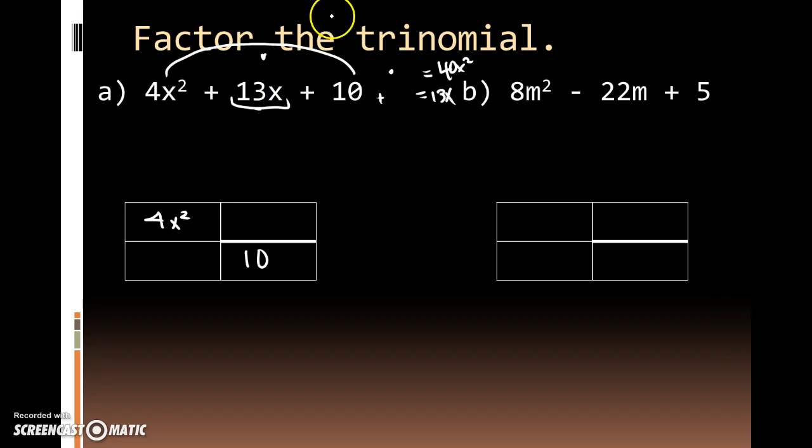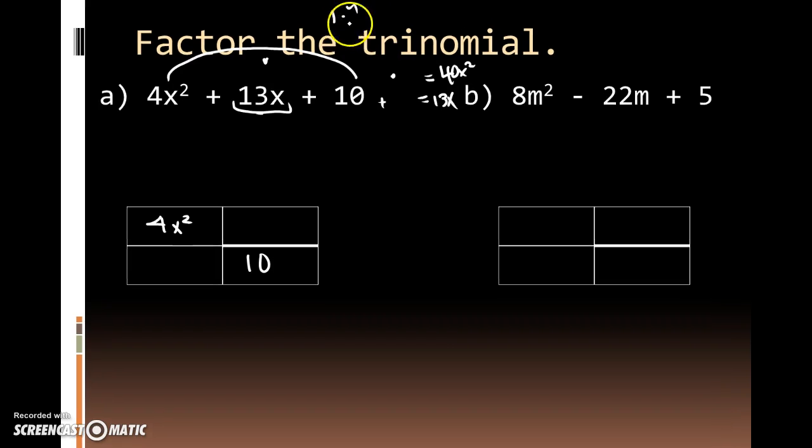So you're thinking and going down the list. Okay, 40: 1 times 40 doesn't work. 2 times 20, not it either, because when I add them I don't get 13. Then 4 times 10 does equal 40, but not when I add it. And then 5 times 8 equals 40, and I feel really good because 8x times 5x gives me 40x squared when I multiply, and 8x plus 5x gives me 13x when I add. So those will go on my diagonals. It still doesn't matter which one you put where.